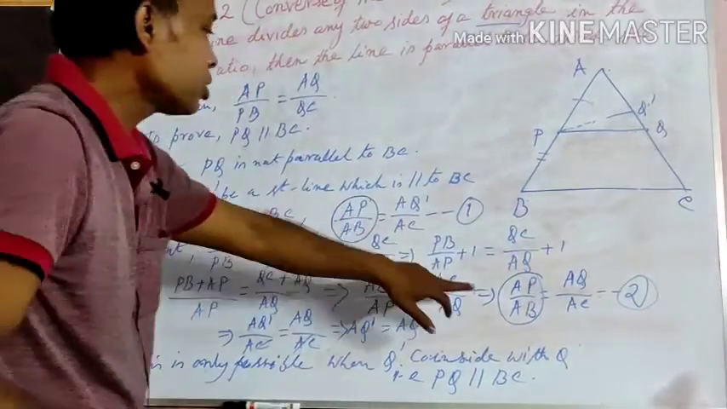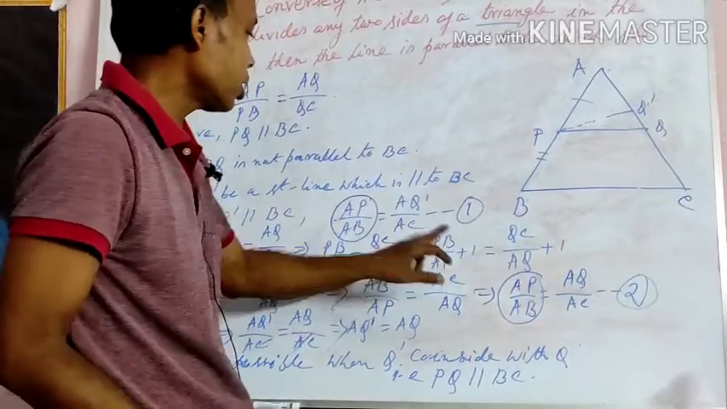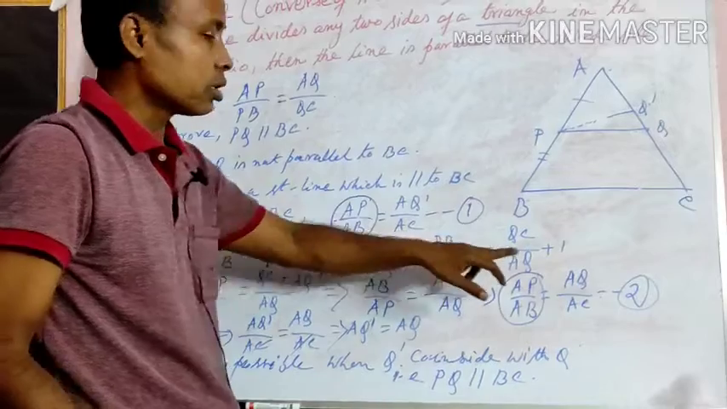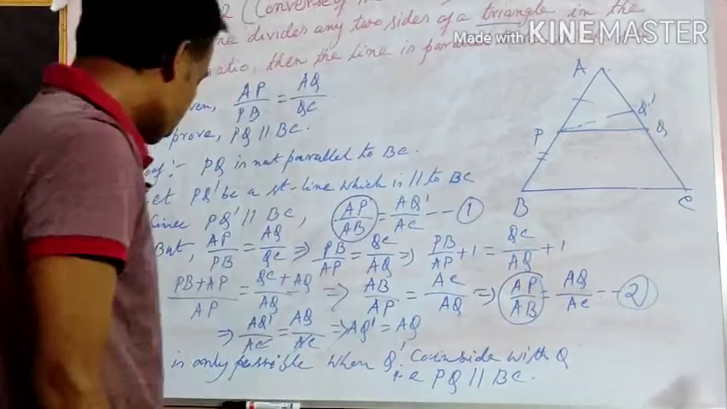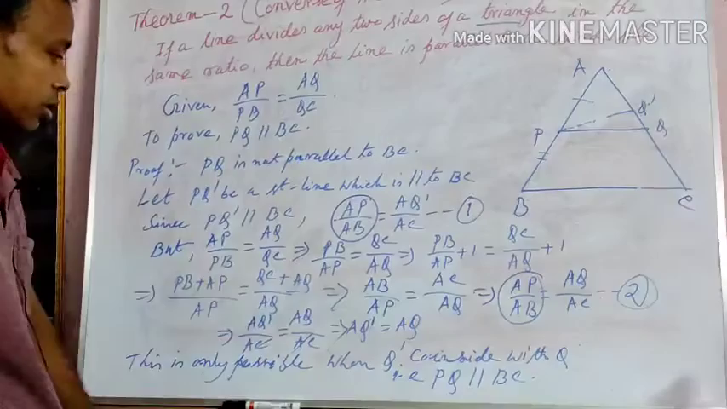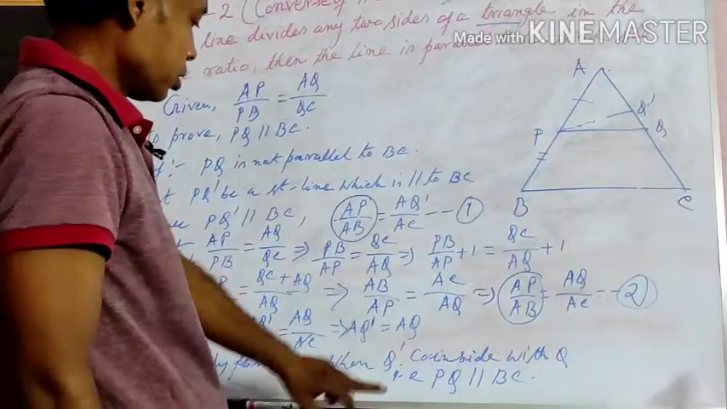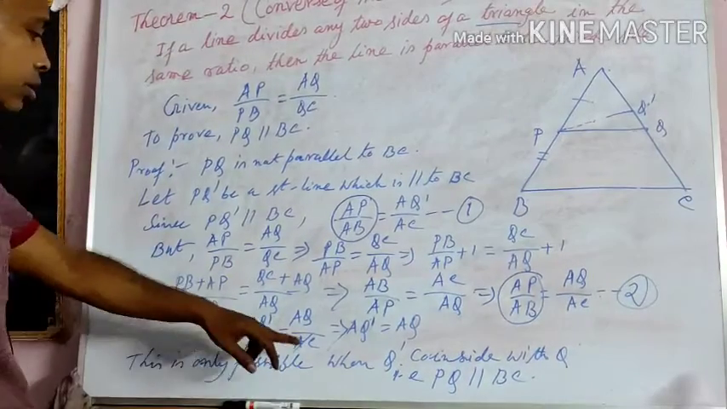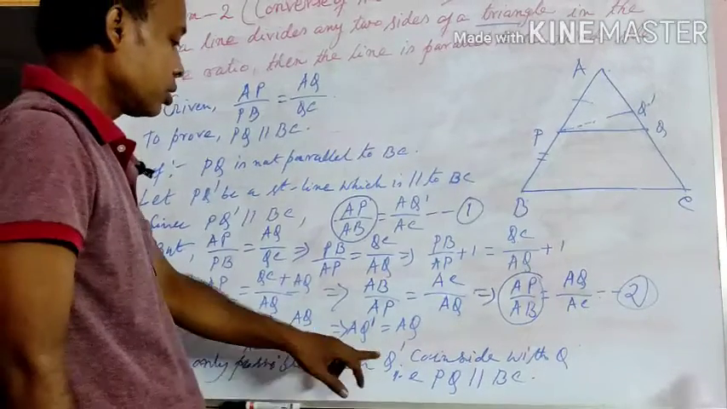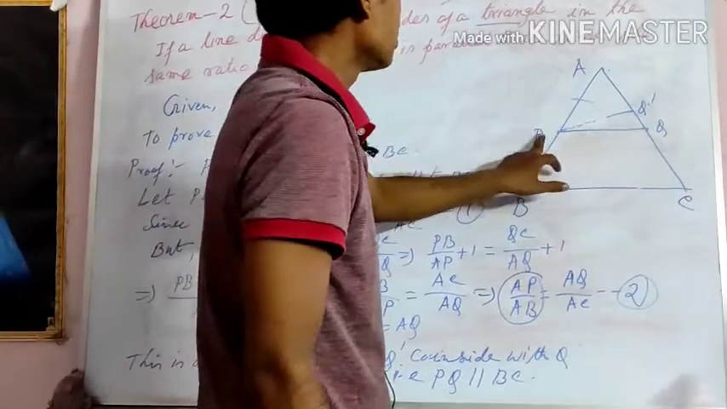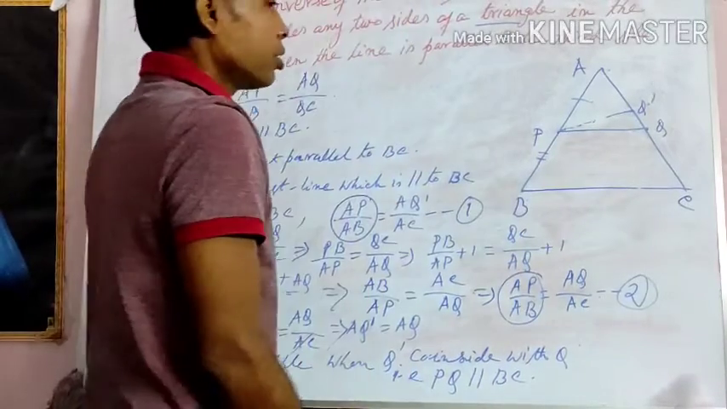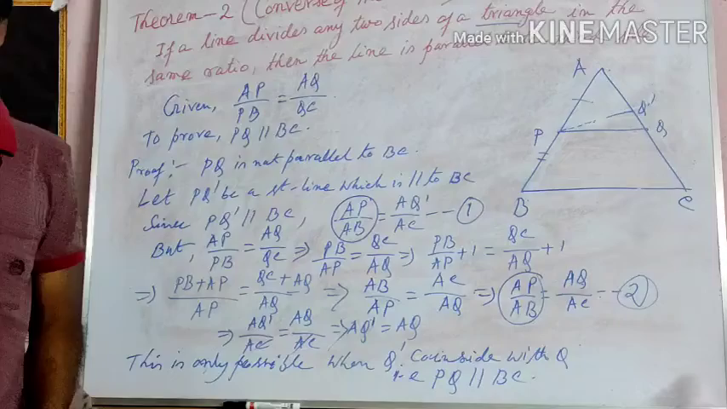Then the left hand side of equations 1 and 2 are equal, then the right hand side must be equal, that is AQ dash by AC is equal to AQ by AC. So AC cancels out, or AQ dash is equal to AQ. This is only possible when Q dash coincides with Q, that is PQ dash is equal to PQ, that is PQ parallel BC. So in this way you can prove it. Okay.